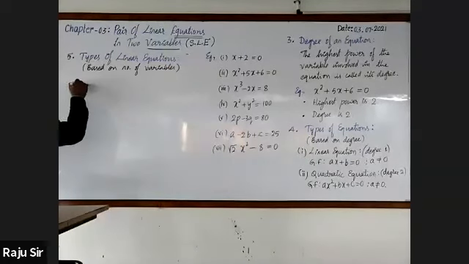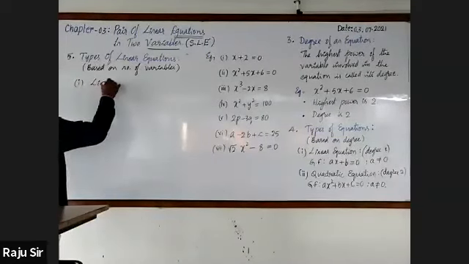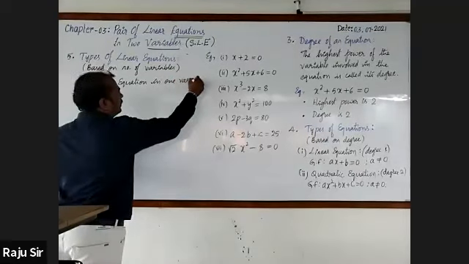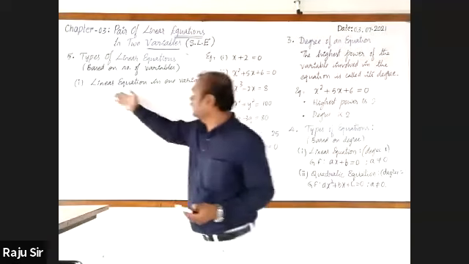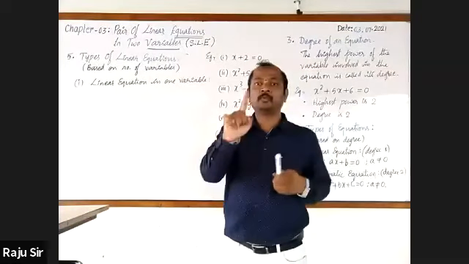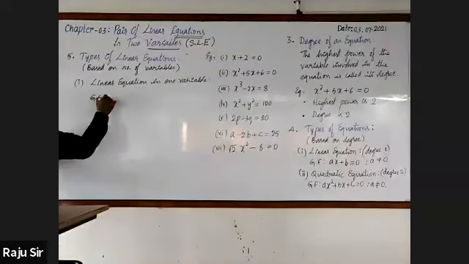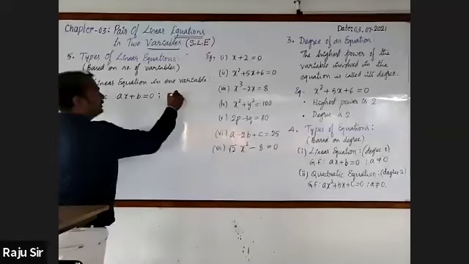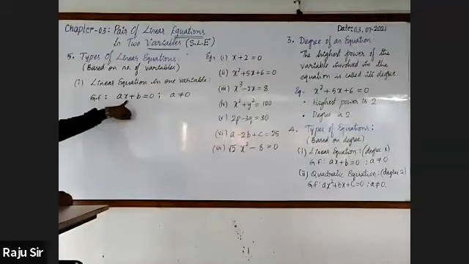So the first one is a linear equation in one variable. Definition, listen carefully: it is an equation of degree 1 with one variable. An equation of degree 1 with one variable is called a linear equation in one variable. Its general form can be written as ax plus b is equal to 0, where a is not equal to 0. Only one variable is involved here, the variable x.